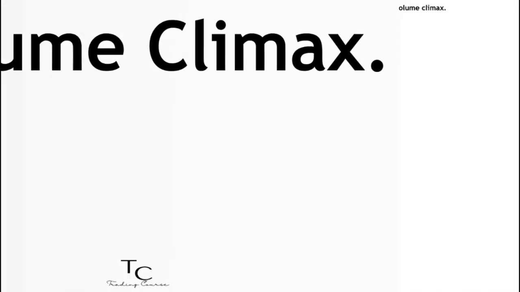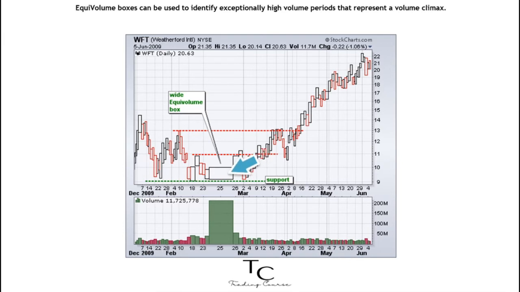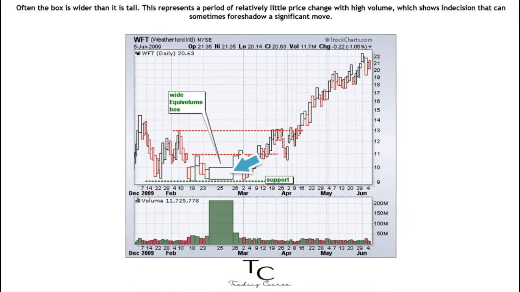Volume climax. EquiVolume boxes can be used to identify exceptionally high volume periods that represent a volume climax. A typical selling climax involves a new price low, an intraday plunge and a strong intraday recovery with good volume. An EquiVolume climax occurs with an exceptionally wide box. Often the box is wider than it is tall. This represents a period of relatively little price change with high volume, which shows indecision that can sometimes foreshadow a significant move.